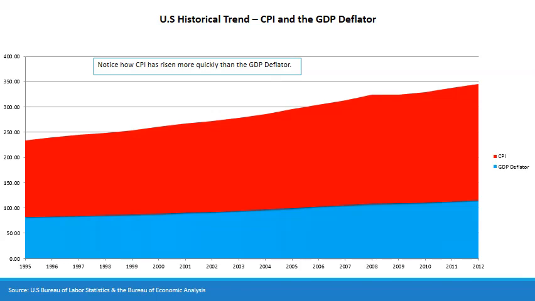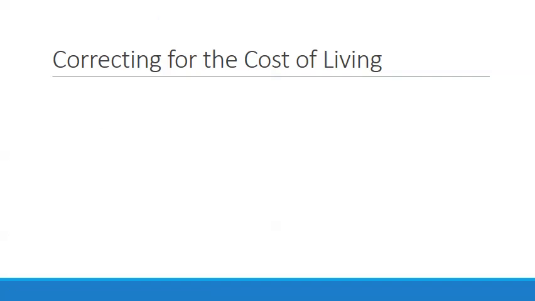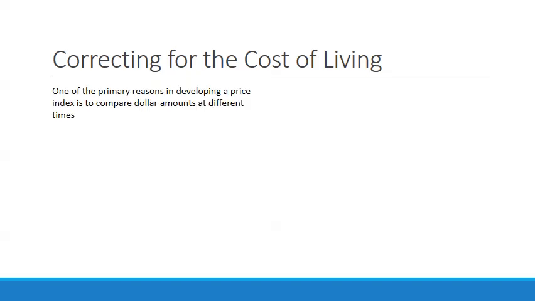Okay, so I'm going to show you how to use CPI for correcting for the cost of living so you understand how this works. One of the primary reasons in developing a price index is to compare dollar amounts at different times.